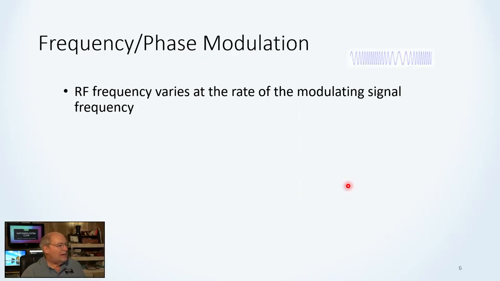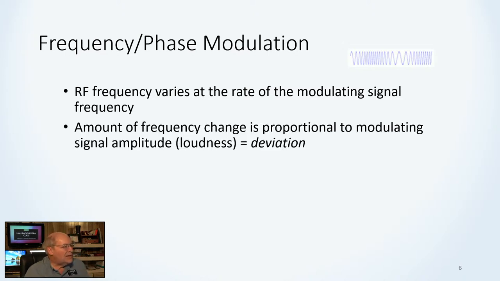So a little bit more on frequency and phase modulation. As I said, the RF frequency varies at the rate of the modulating signal frequency. And I'll use 29 megahertz as a reference as I'm talking through all of this. Something interesting happens at 29 megahertz in the FCC rules. More on that to come.